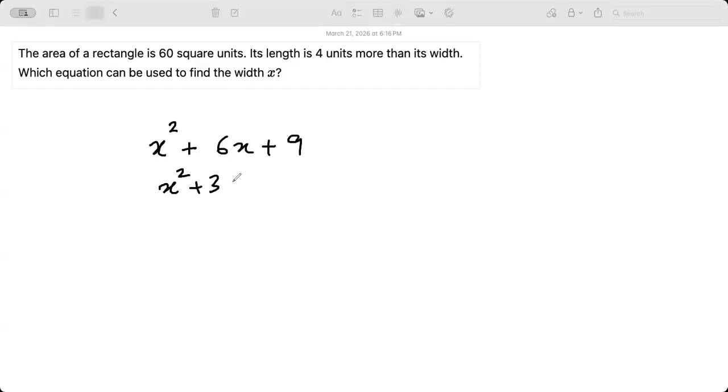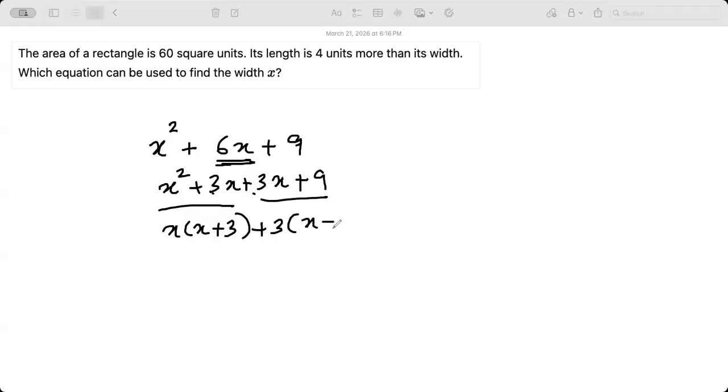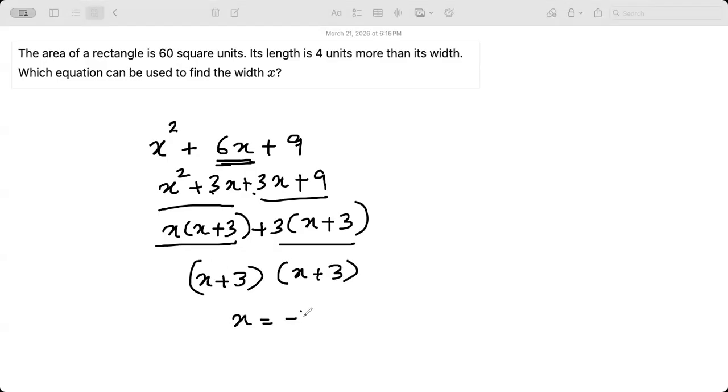X square plus 3x plus 3x. That's what we need to split. 3 and 3, right? You split that as 3x plus 3x. The middle term should always be split. And then from these two you take x as common. From these two you take 3 as common. Now you get x plus 3 common, and what is left over is x plus 3. So x equal to minus 3 is the only answer. You got it? Yeah.